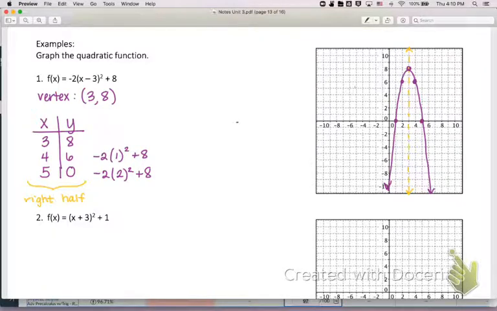And that's all that we have to do. Now from here, I could ask you what's the domain, what's the range, all kinds of things. So that is what the graph looks like. I would love for you to pause the video and try the same process on number 2.